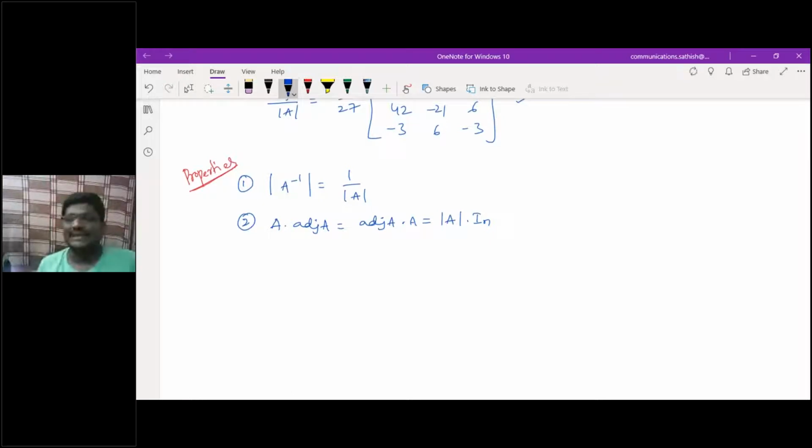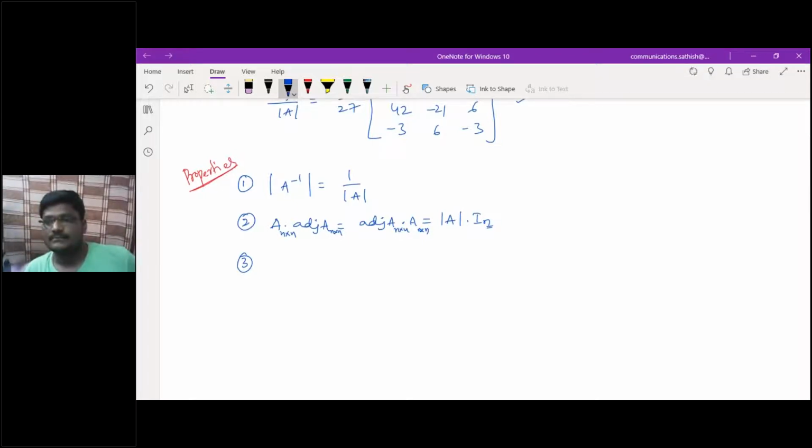So if I multiply A with adjoint of A, as well as adjoint of A with A, then I'll have determinant of A into I. Here n means the order of matrix A. A is n by n, here also n by n, here also n by n. So likewise you will have different analyses. Is my point clear? All understood?